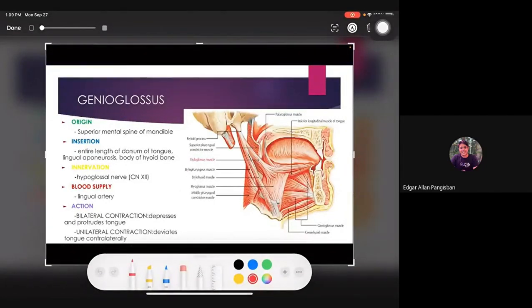So the origin of your genioglossus is the superior mental spine of the mandible. Okay, sounds familiar to you? The superior mental spine of the mandible. So, didn't we discuss this one, a particular structure in the mandible? We have your superior and your inferior mental spine, known also as your genial tubercle. So, do you remember the genial tubercle? This serves as the origin of your genioglossus.